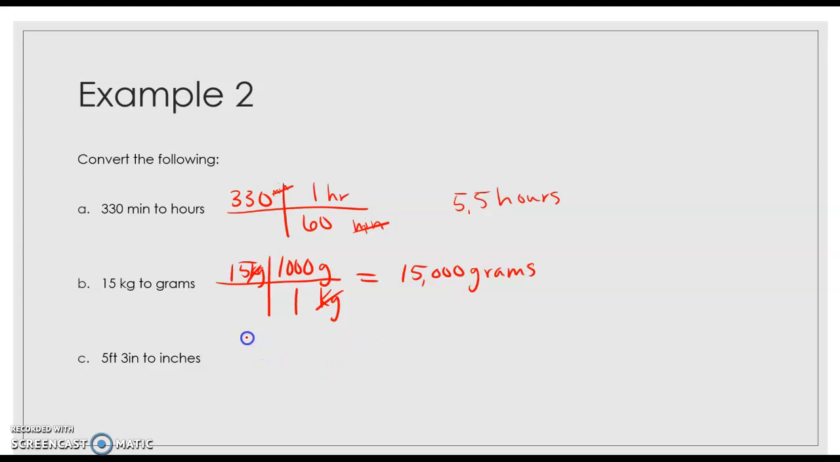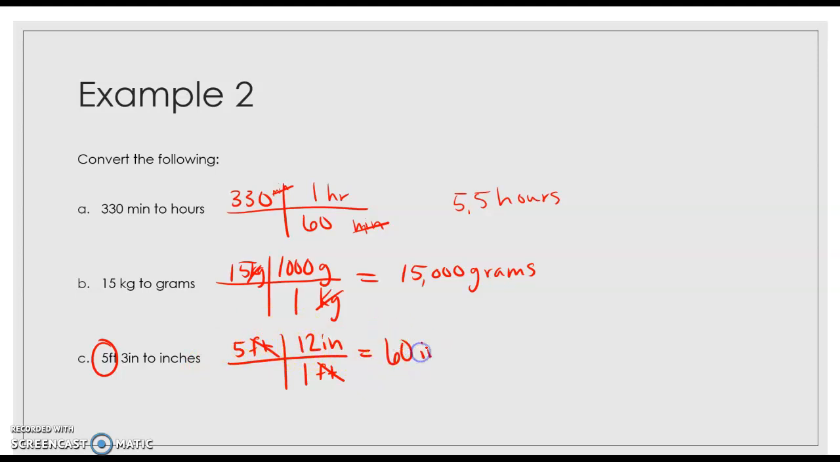All right, 5 feet 3 inches to all inches. Now this one's going to be interesting. I'm just going to worry about changing the 5 feet to inches. And so 5 feet, I know 1 foot, and I want to make sure feet are in opposite corners, is equal to 12 inches. And so my feet units will cancel out. And then I'm going to take 5 times 12, which is 60.